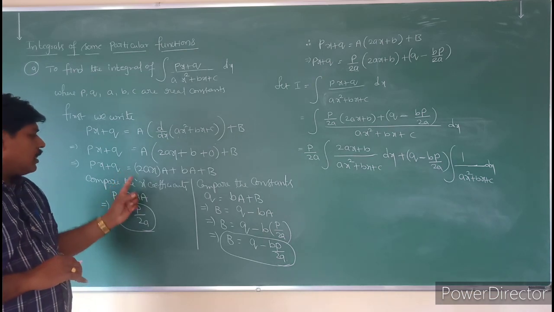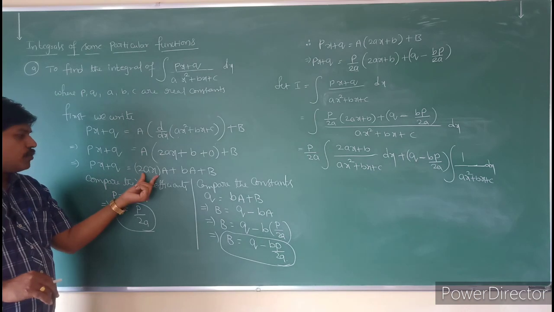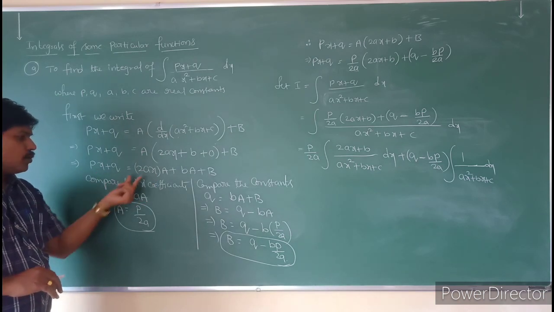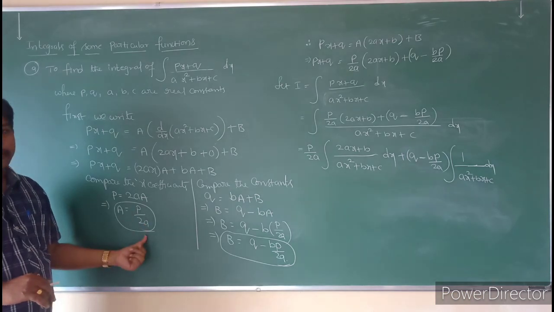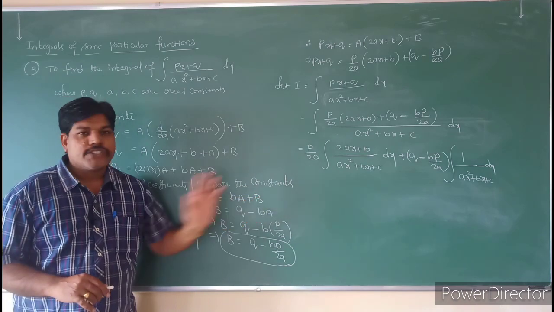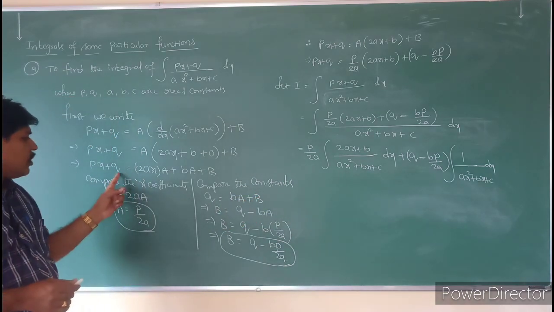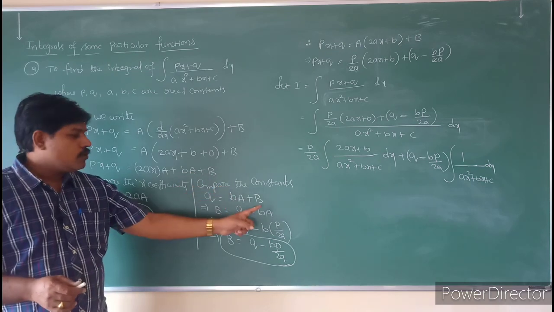So take the coefficients of x on both the sides. What is the coefficient of x? That is 2ax is equal to p. That is 2a into a, that is equal to p. A value is p by 2a. Similarly, compare the constants also. What is the constant? Q is equal to, what is the constant on this side, it is ba plus b. So I need a b value.